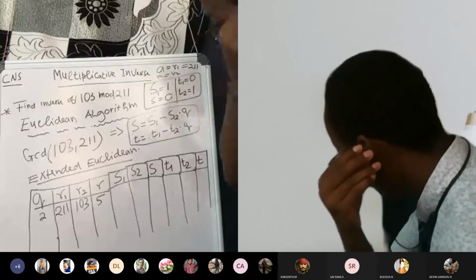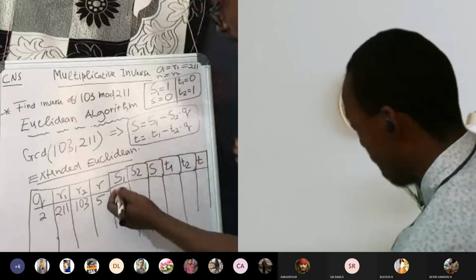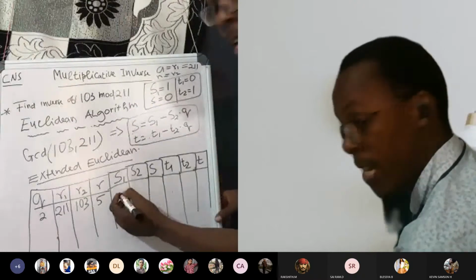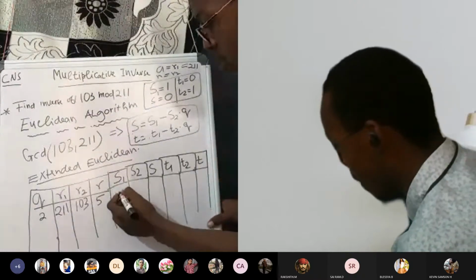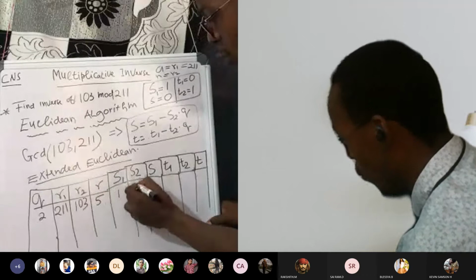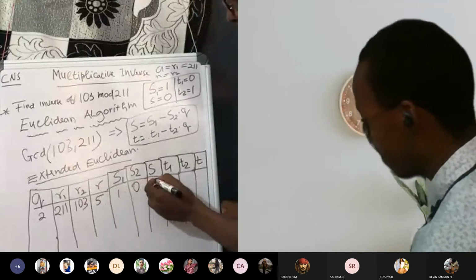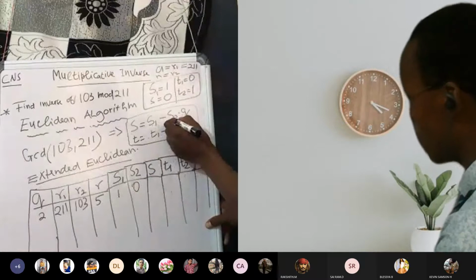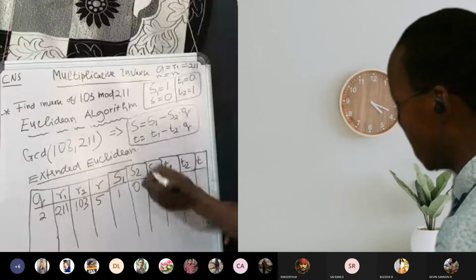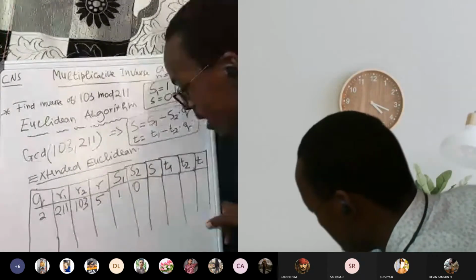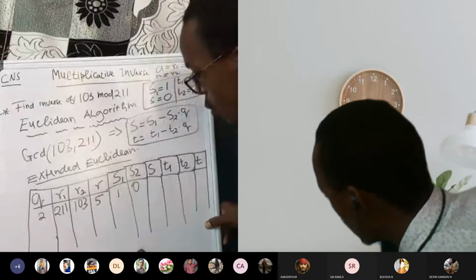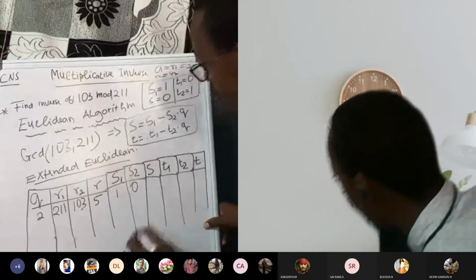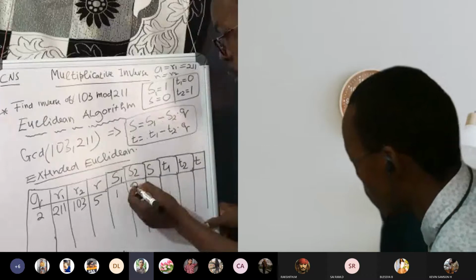Now, second, what is the value of S1? The value of S1 is equal to 1. The value of S2 is equal to 0. S is equal to what? S1 minus S2 into Q. S1 is equal to 1 minus S2, which is equal to 0.